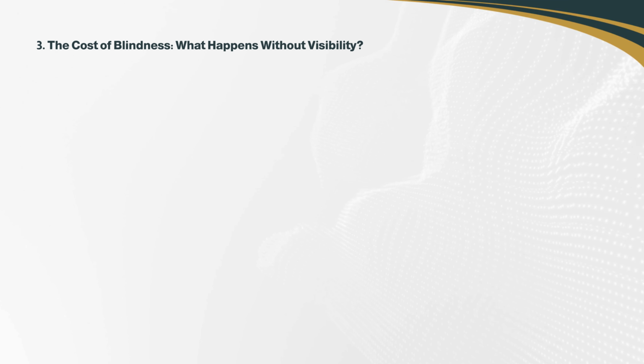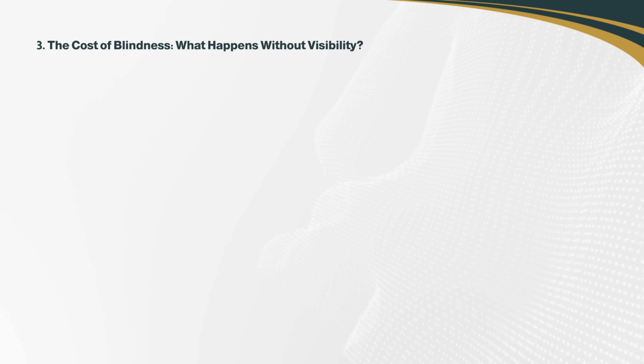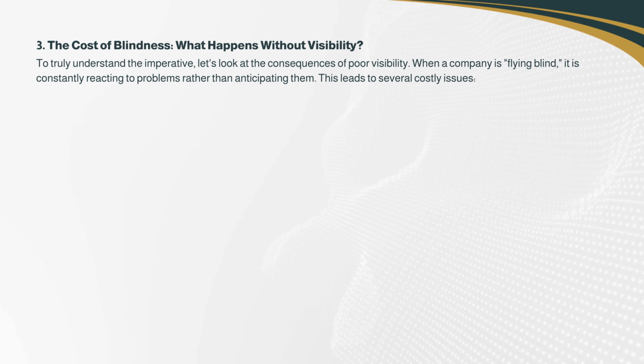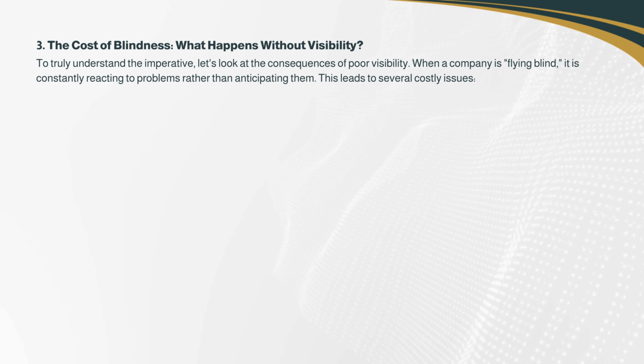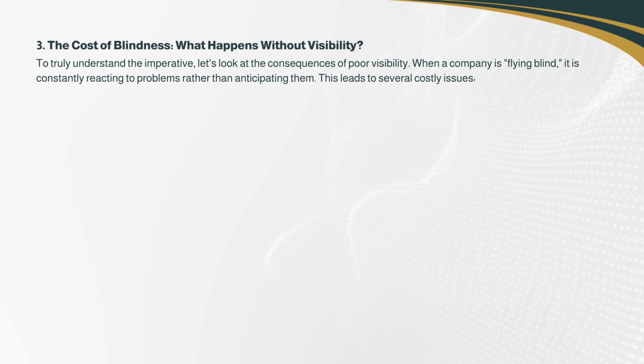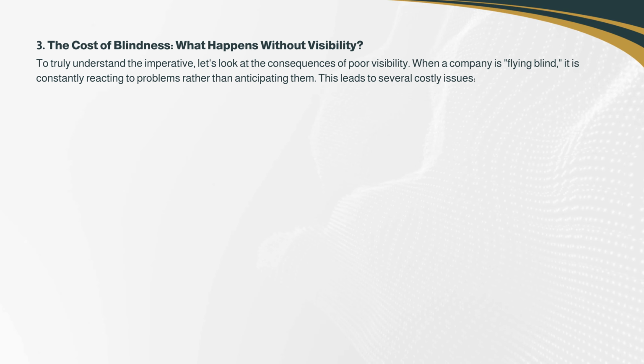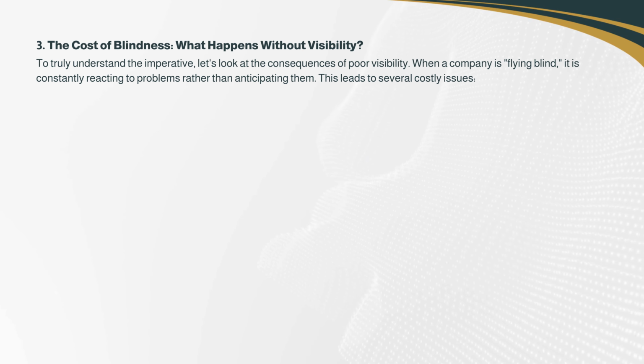3. The cost of blindness. What happens without visibility? To truly understand the imperative, let's look at the consequences of poor visibility. When a company is flying blind, it is constantly reacting to problems rather than anticipating them. This leads to several costly issues.